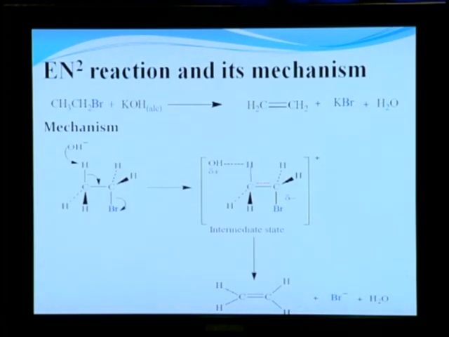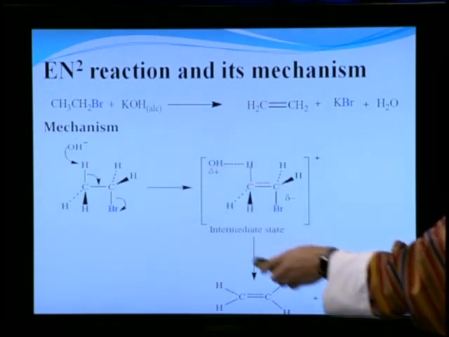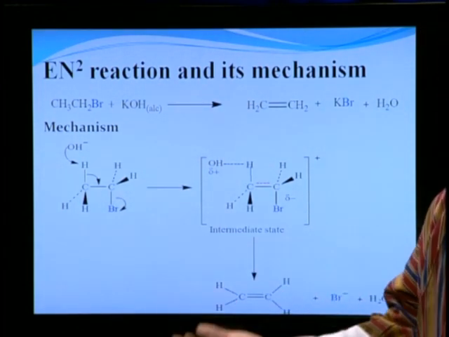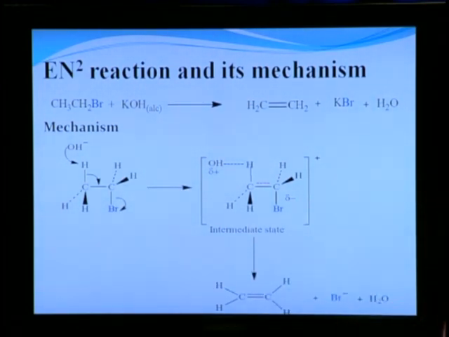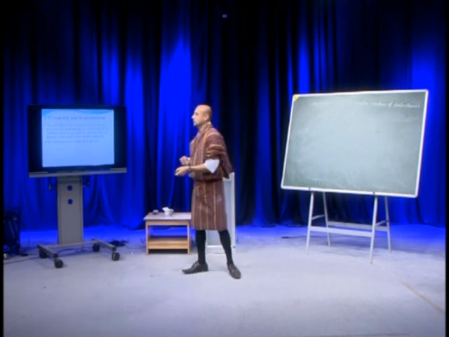So again, like SN2, E2 also takes place in a single step, and it results in the formation of an intermediate state, which then later gives a product with a multiple bond. It can be a double bond or it can be a triple bond. So the nucleophile removes a proton from the substrate molecule, and simultaneously the substituent, that is the halide, withdraws electrons from the substrate molecule, forming a double bond in this case, and therefore it is an unsaturated compound. The whole process is completed in one step.